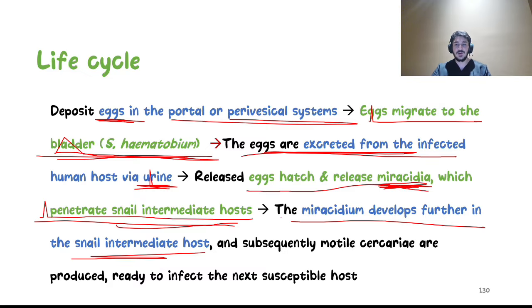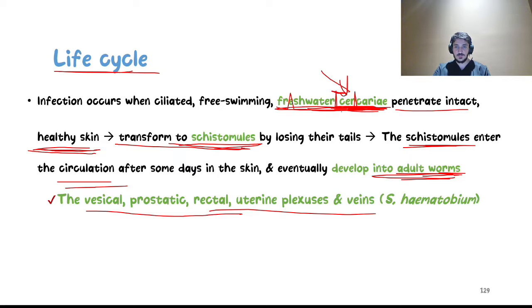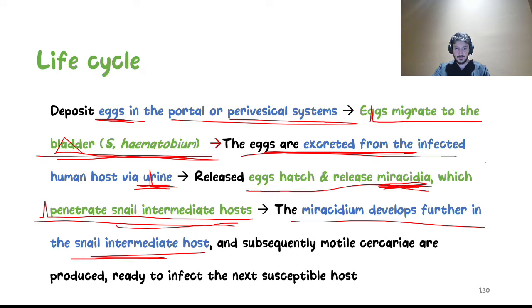You get the point. What I would remember from this is this: cercaria is the infectious stage, and it's penetrating normal, healthy, intact skin. The adult worm goes to the venous plexus of the bladder, or the lower ureter, or the rectal venous plexus, very important to know.